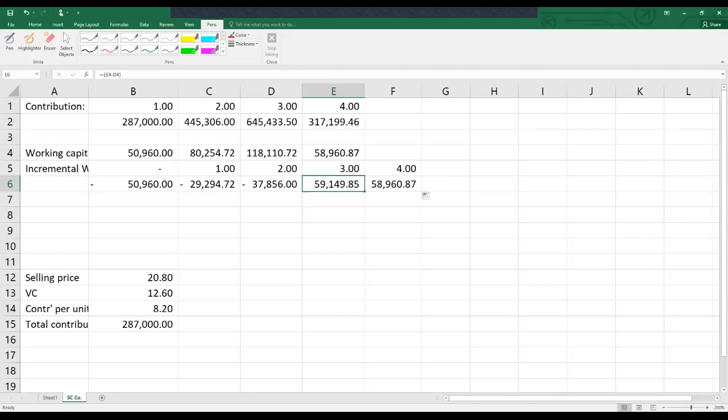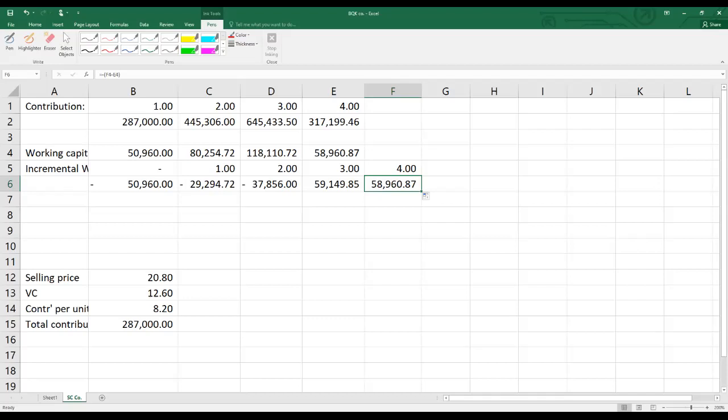Because here, at the beginning of year three, you had 118. At the end of year three, you only need 58. Therefore, due to the reduced working capital need, you recover working capital. Therefore, you have a cash inflow of 59. At the end of year three, you have a total of 58,000. But at the end of year four, you don't need any working capital. You recover the entire working capital. Therefore, you get a cash inflow of 58. Clear? Is it clear? Okay. That's clear. So with the working capital, you have to be very careful.